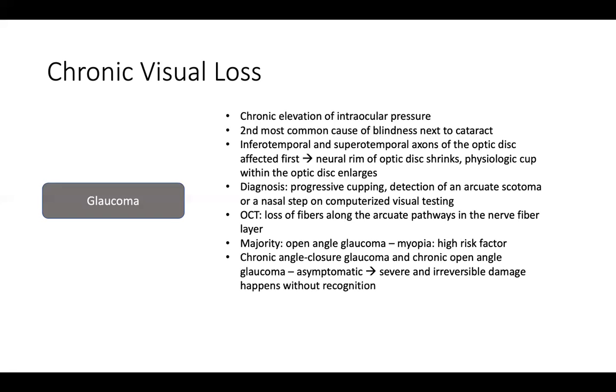Chronic angle closure glaucoma and chronic open-angle glaucoma are usually asymptomatic. Only acute angle closure glaucoma causes a red or painful eye from abrupt elevation of intraocular pressure. In all forms of glaucoma, foveal acuity is spared until end-stage disease is reached. For these reasons, severe and irreversible damage can occur before either the patient or the physician recognizes the diagnosis.